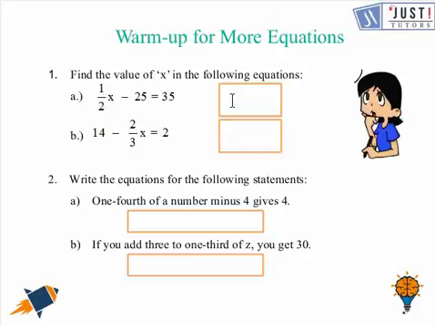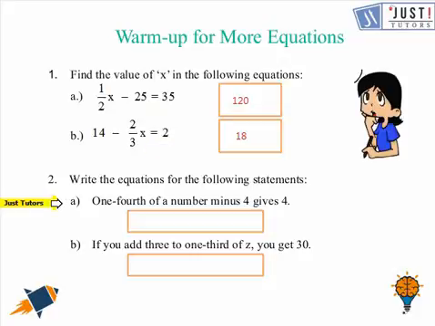Question number 1. Find the value of x in the following equations. Half of x take away 25 is equal to 35. So if we go on and try to solve the problem, the answer would be 120. Let's try the b part now. 14 take away 2/3 of x is equal to 2. So the answer for this would be 18.